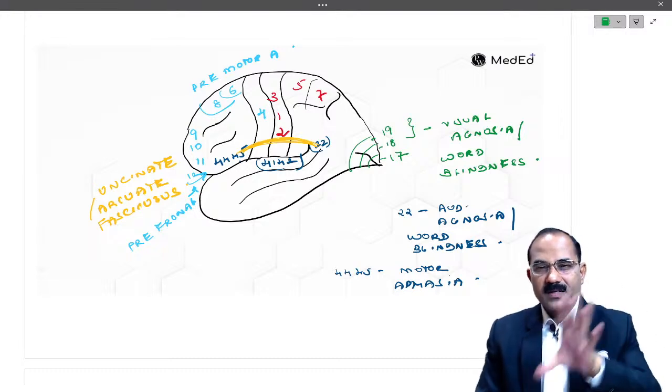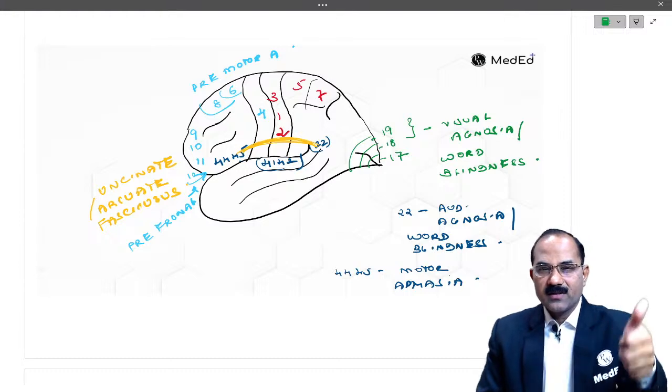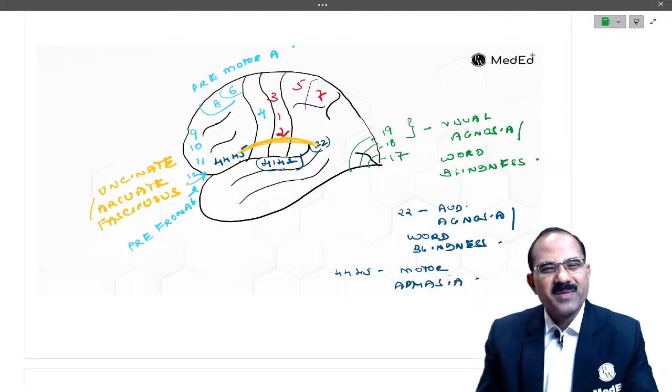Just remember this comes as an LAQ. Describe the supralateral surface of the brain under the following heads. Number 1, sulci and gyri. Number 2, functional areas. Number 3, the blood supply.